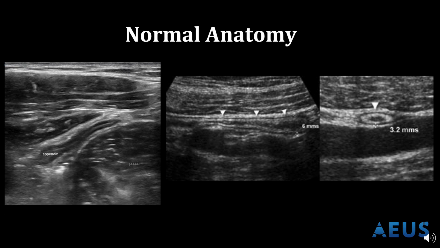Again, here are some more still images of what a normal appendix would look like on ultrasound. As you can see, the appendix tends to lie above the psoas, and it's this blind ending tubular structure, less than 6 millimeters long. And the furthest right image is in the short axis, where you can see it's compressible.